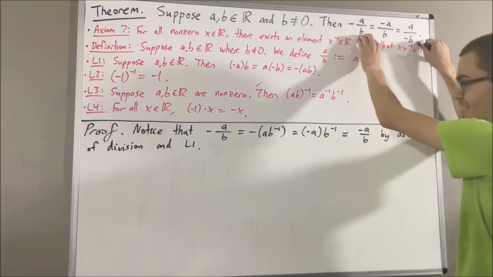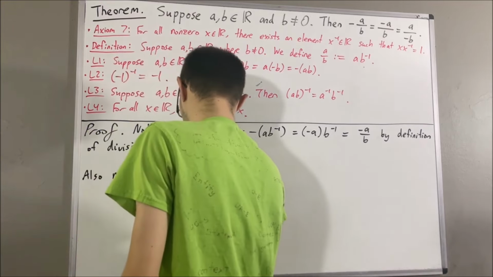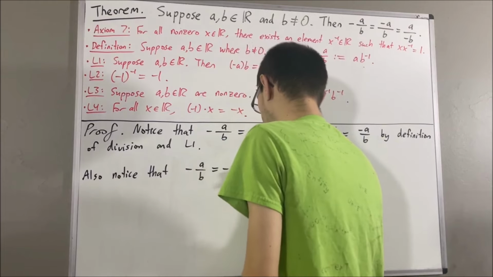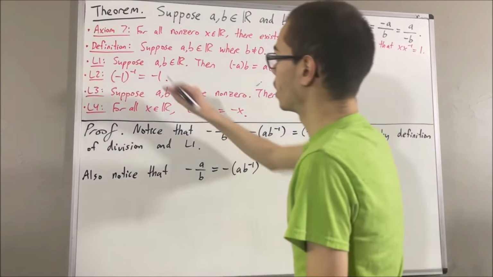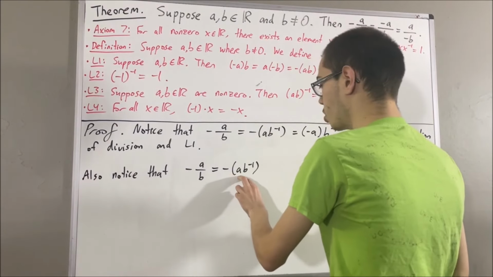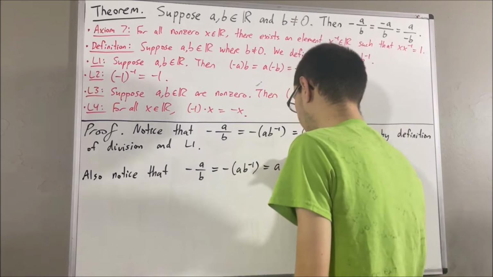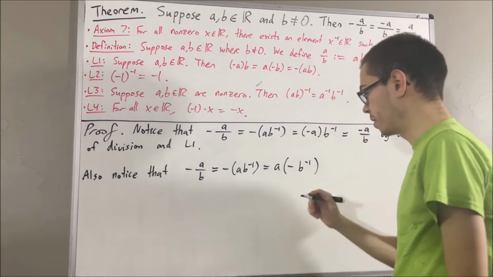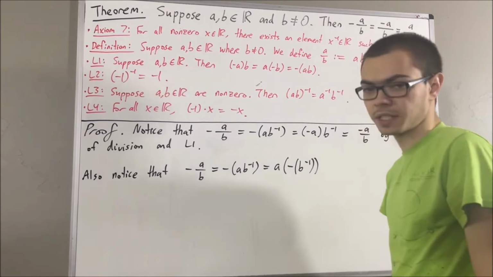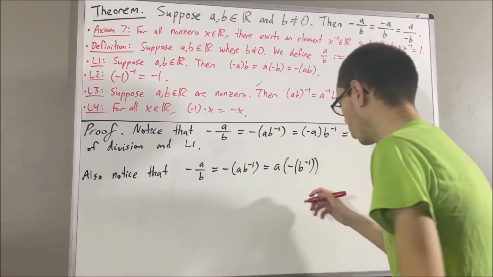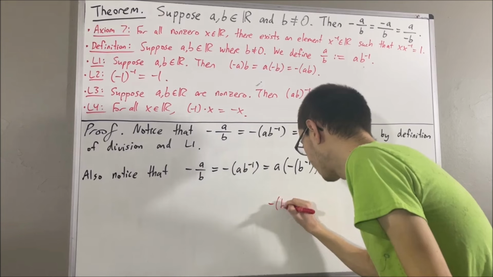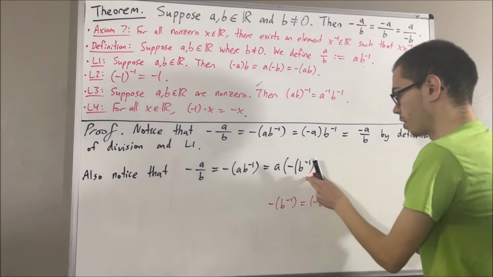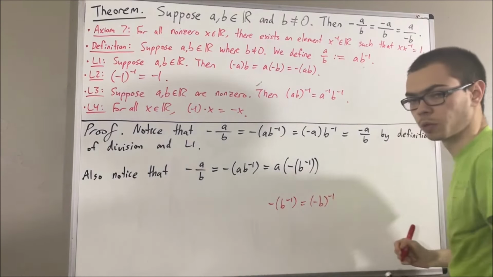Now we're going to show that these two are equal. Again, by definition of division, we can rewrite this as negative of a times the reciprocal of b. And then applying L1 again, we can move the negative sign to the reciprocal of b. So this is just a times the negative of the reciprocal of b. Now actually, maybe we should put parentheses around this, because what we're going to end up showing here is that this is equal to this. So we don't want to get these two confused. That's why I put parentheses around it. But the claim is that these two are equal.